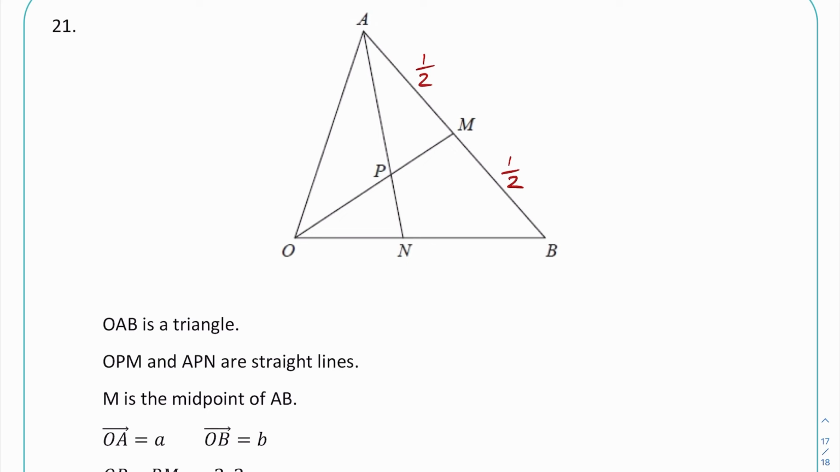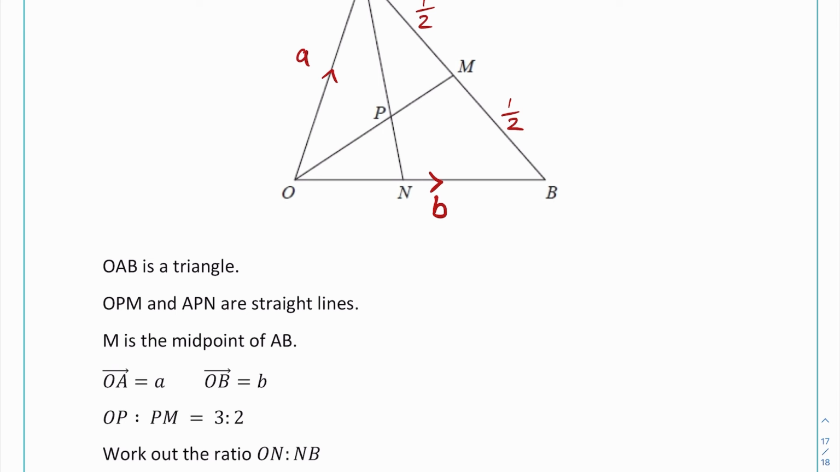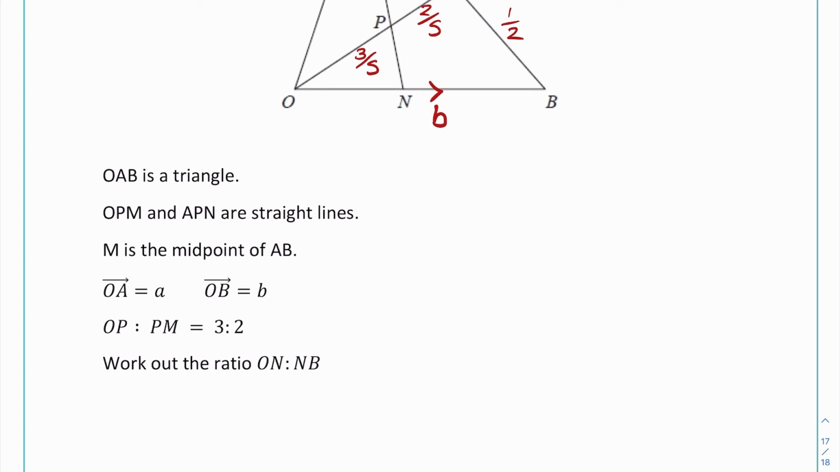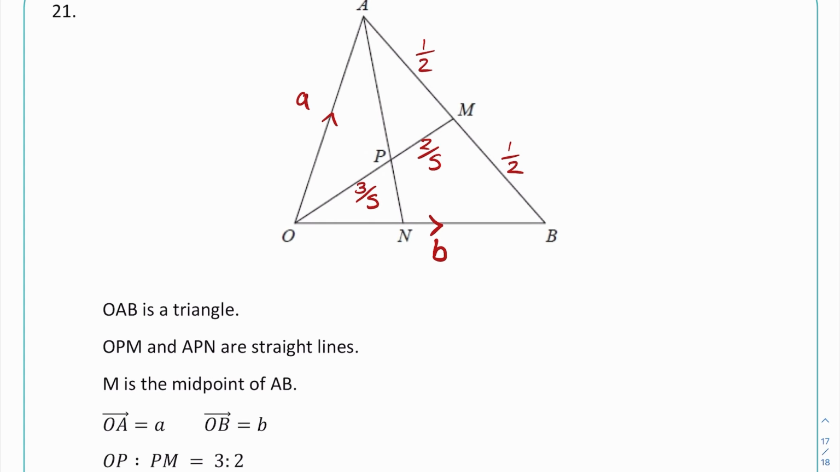O to A is A, so O up to A, that's the vector A, and O to B, all the way along, is the vector B. O to P, P to M is 3 to 2, so that's out of 5. So O to P, this would be 3 out of 5. P to M, this would be 2 out of 5. Work out the ratio O to N, N to B. So what's the ratio from here to here and here to here?